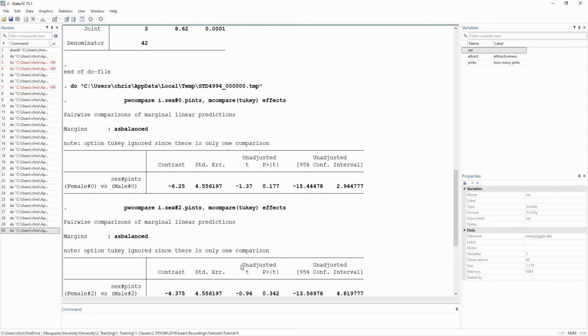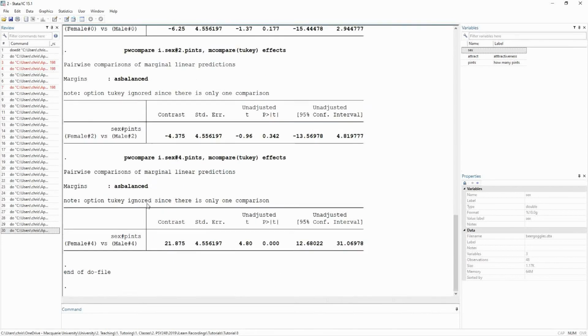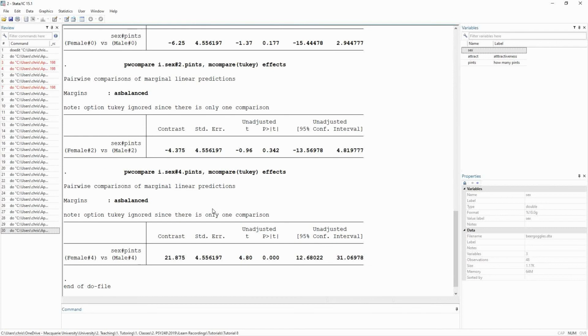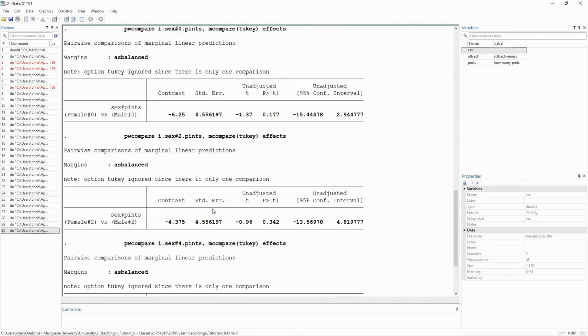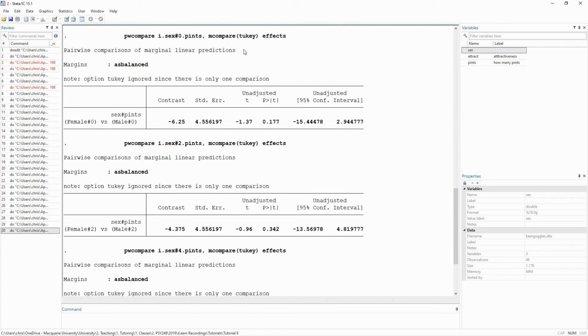So even though we're looking at gender 3 times, we're looking at 3 different subsets of the gender group. We're not looking at the same people multiple times. So technically this isn't multiple comparisons. So even though we've asked for Tukey, Stata has told us, well, actually that's a silly idea because you've only got one group that you're comparing.